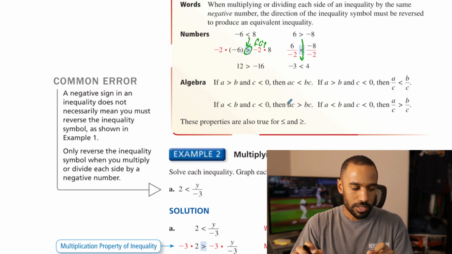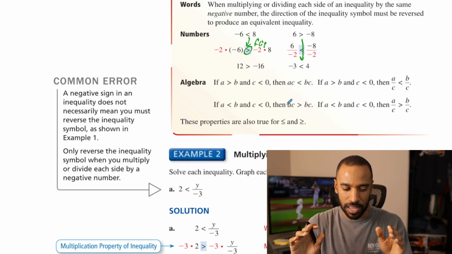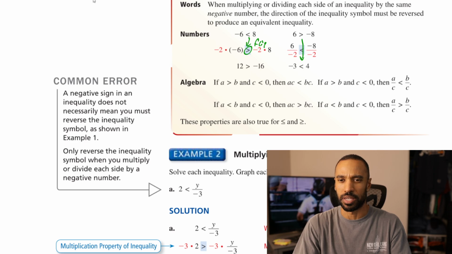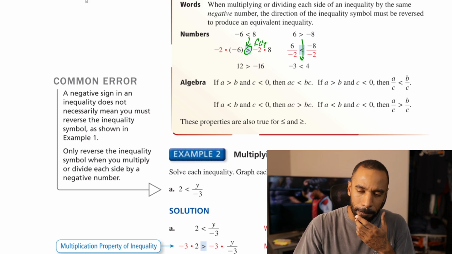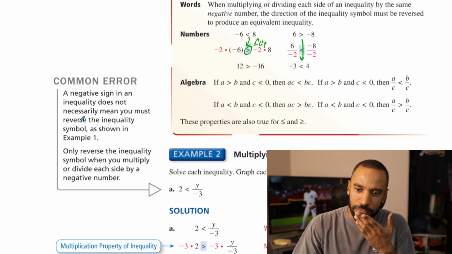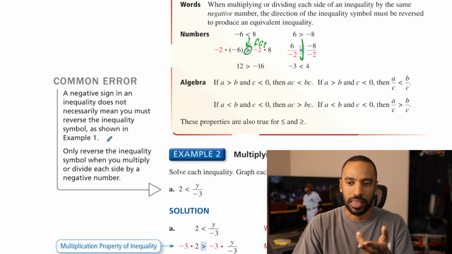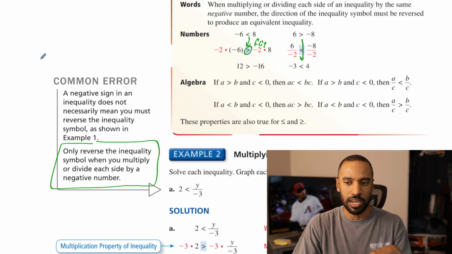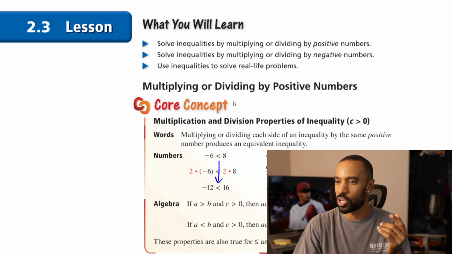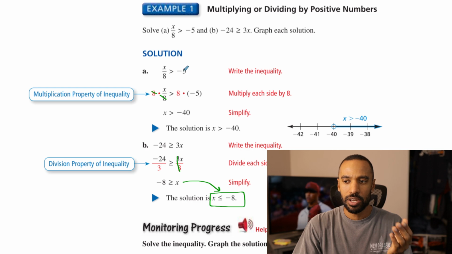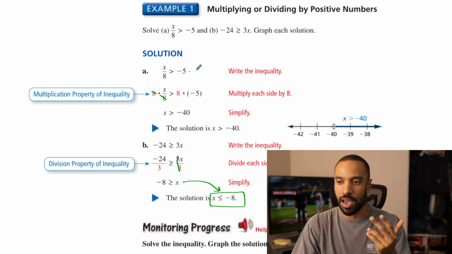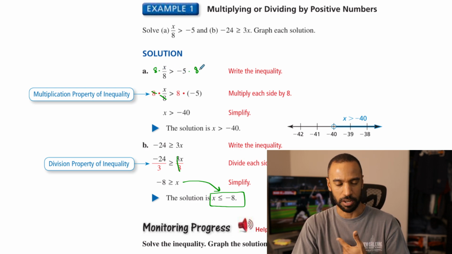Now, just because you multiply or divide both sides by a negative value and it flips, doesn't mean that if you had negative numbers before, they flip just because. In fact, I think they're saying that right here. You only do it here. It says a negative sign in an inequality does not necessarily mean you must reverse it. So they said example 1, right? Here, example 1 has a negative 5. I didn't multiply both sides by negative 5. I multiplied both sides by 8.